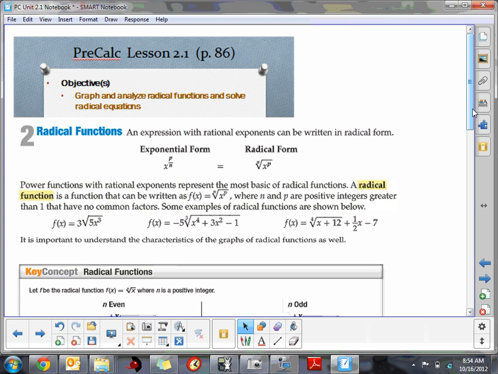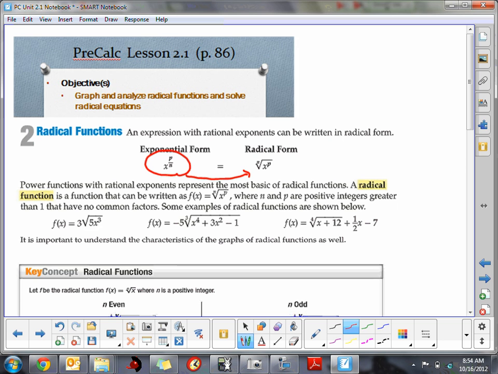Okay, I've already gone over most of what you need to know for radical functions. A radical function is a type of power function where the exponents represent the most basic of radical functions. A radical function can be written, and we looked at this in a previous video, as the nth root of x to the p. So we're looking at being able to flow fairly efficiently between this form and this form, where the bottom number always tells you the index, or what is the root that we're going to take, and p is the power that we can raise the radicand to.